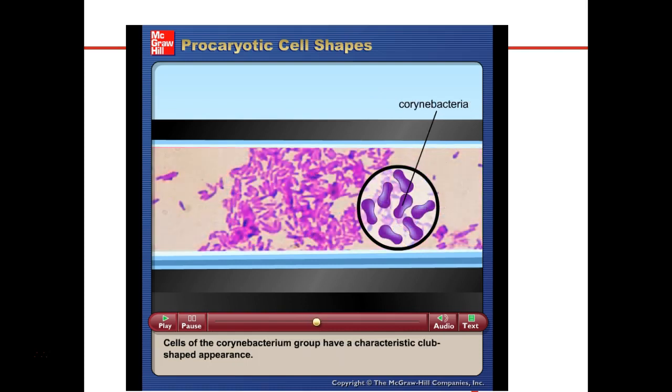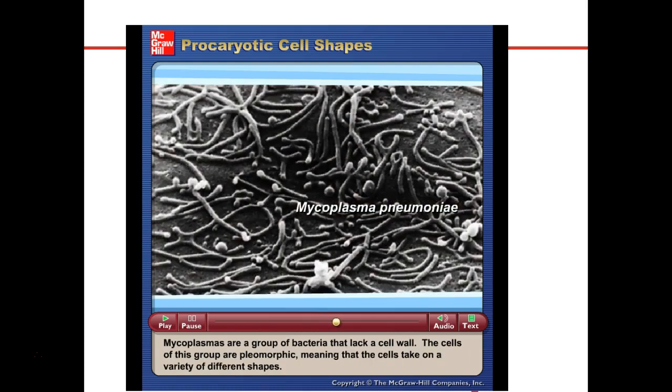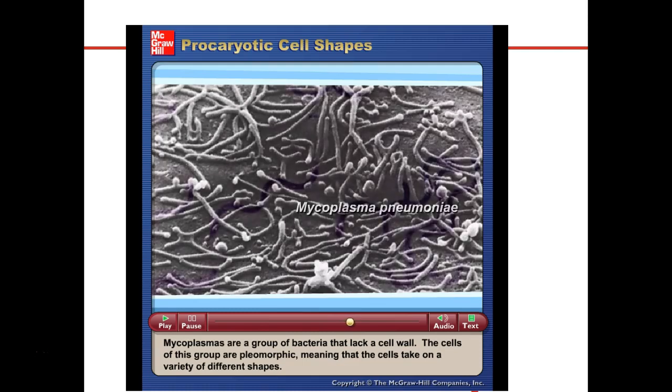Cells of the Corynebacterium group have a characteristic club-shaped appearance. Some bacteria have a curved rod or vibrioid appearance. An example is the genus Vibrio. Mycoplasmas are a group of bacteria that lack a cell wall. The cells of this group are pleomorphic, meaning that the cells take on a variety of different shapes.